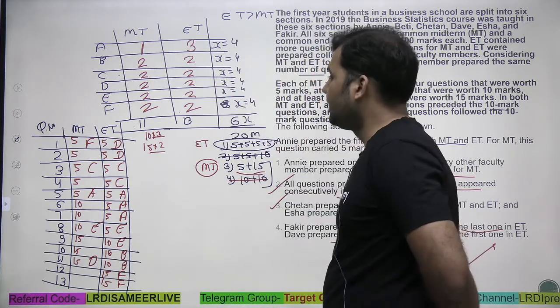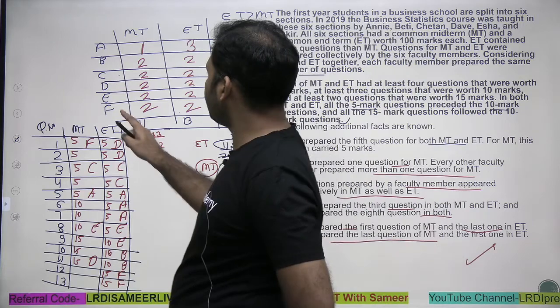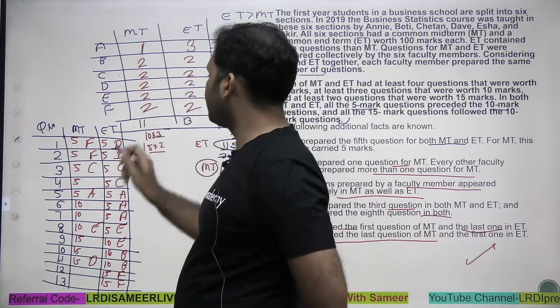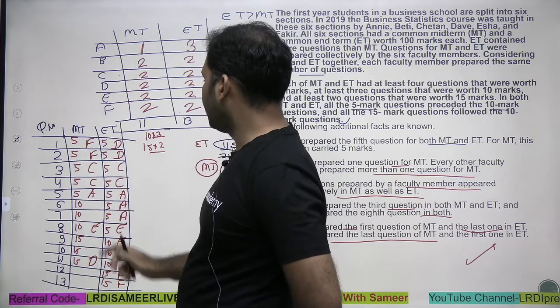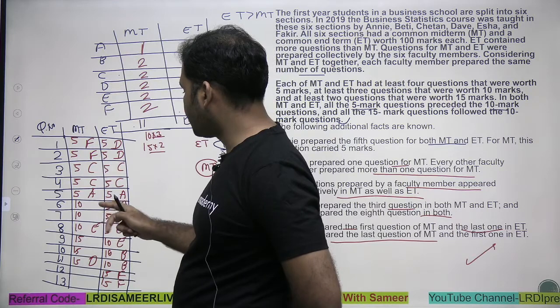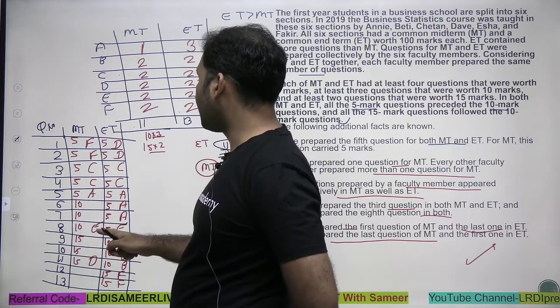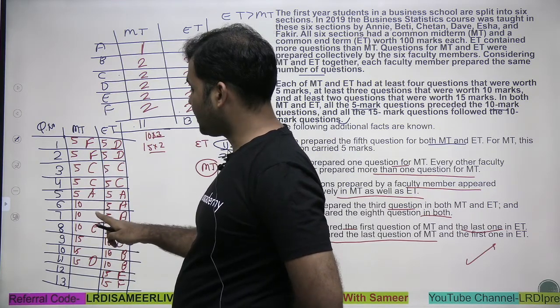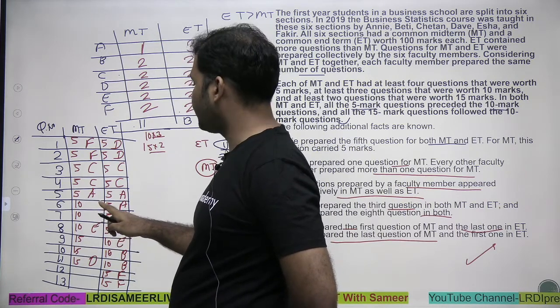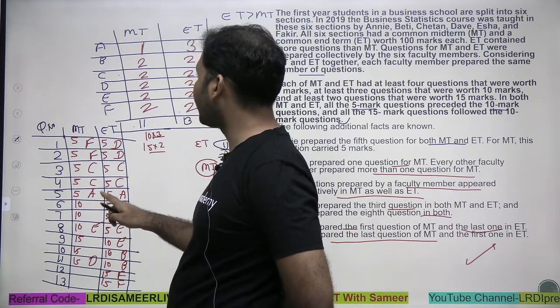All right? Similarly here, because F is preparing 2 questions, so this question must be prepared by F. C is preparing 2 questions, this question must be prepared by C. This question is prepared by A, 1 question is prepared by A. Now these 2 questions cannot be prepared by E, because if I'm taking this question to be prepared by E, then this will be the only question left and no one is making 1 question except A.